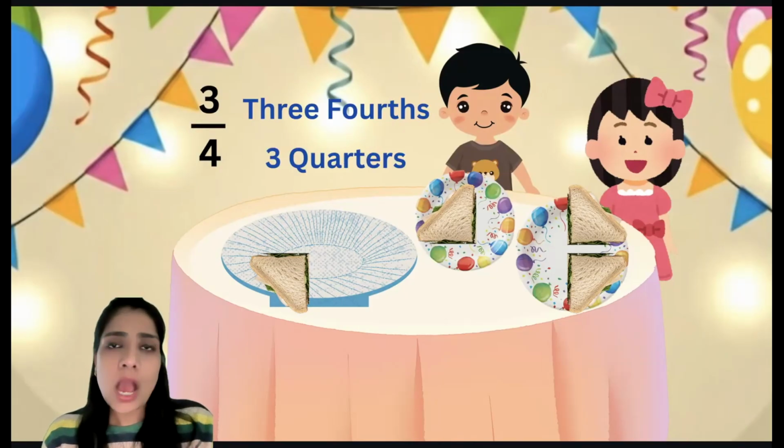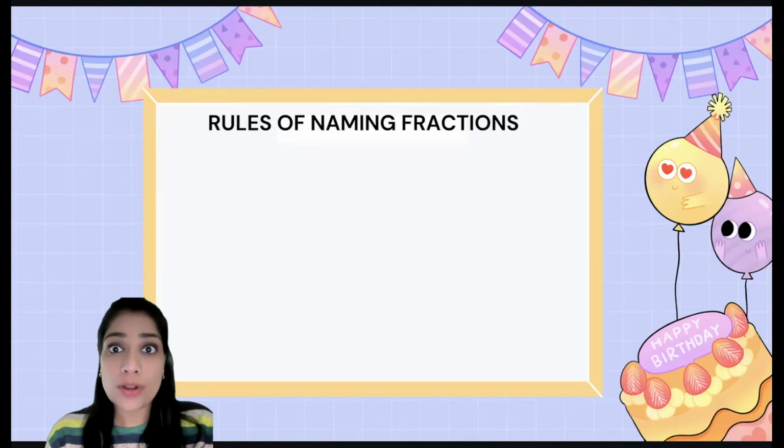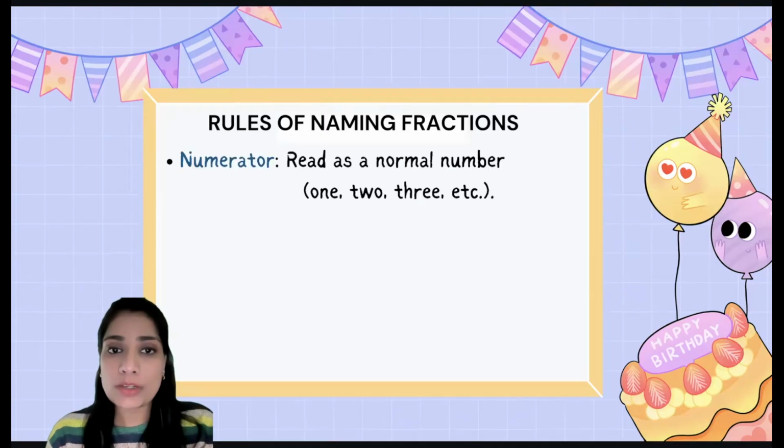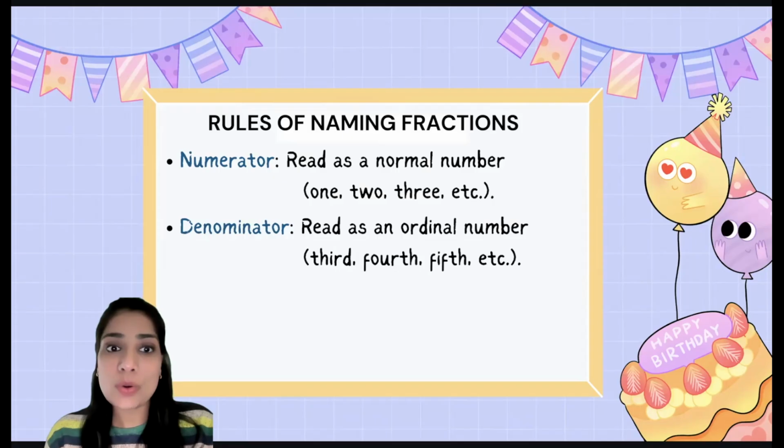But have you wondered, how have I been naming these fractions? Do they follow a set of rules? Well, I can quickly teach you the game. Let's play next game. The naming fractions. The rules for naming fraction is, for the numerator, you will read it as a normal number like 1, 2, 3. But for denominator, you will read it as an ordinal number. Like if you see 3, you call it third. If you see 4, you call fourth, fifth, and so on.